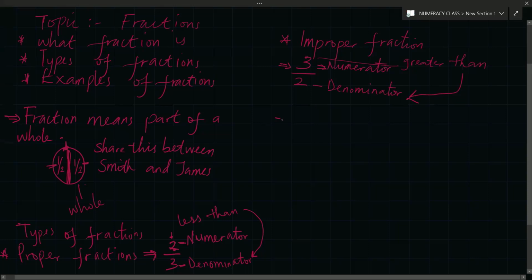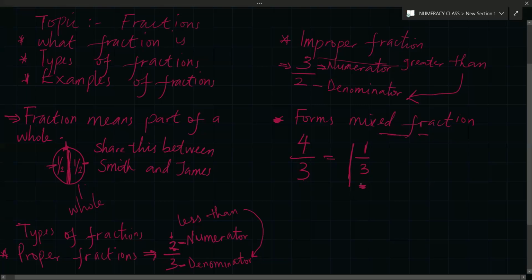Also, another thing I need you to know is that the improper fraction forms mixed fractions. For example, let's say you have 4 out of 3, and you want to turn it to a mixed fraction. You ask yourself, how many times will 3 divide 4? That is 1 time, remainder 1 out of 3.